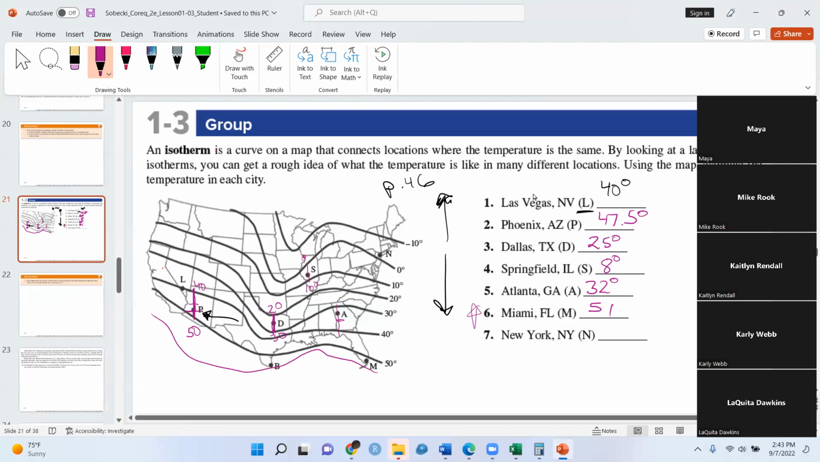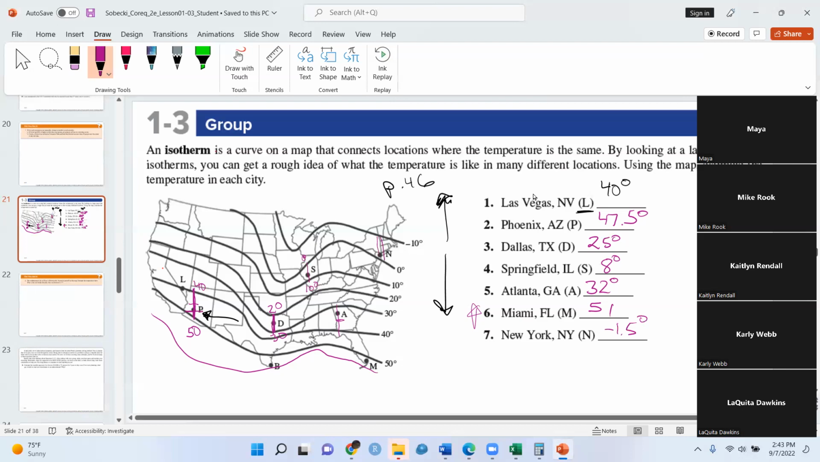And then New York is a tricky one. Sometimes negative numbers can mess with people. Notice we're closer to 0 than -10. So maybe -1.5 degrees, -2 degrees.